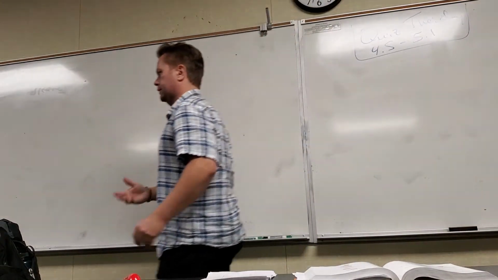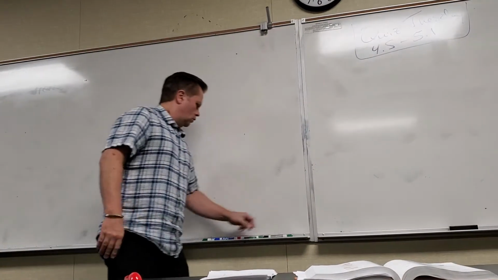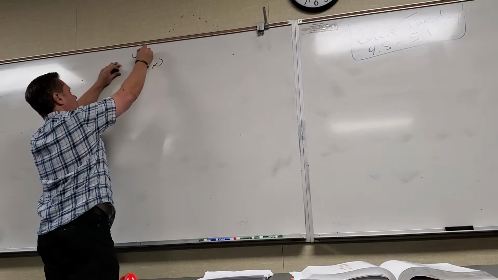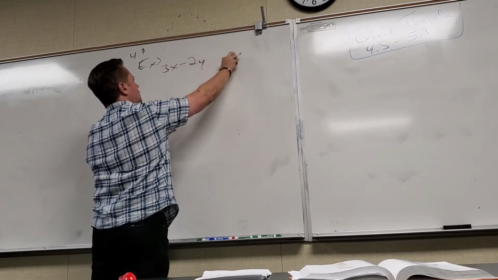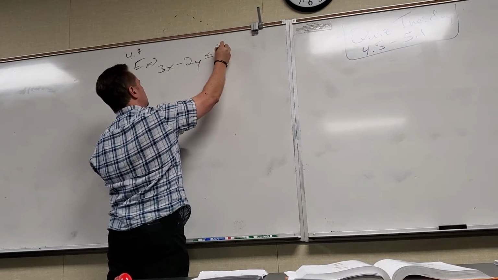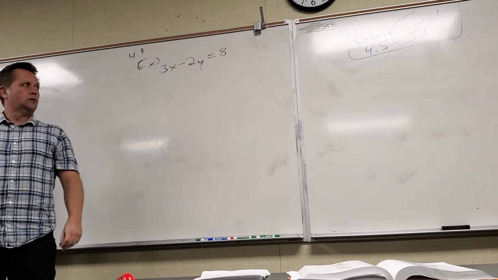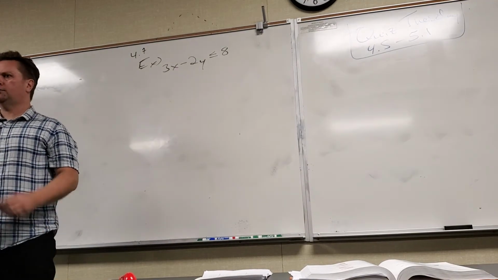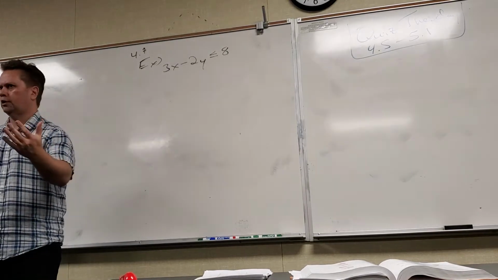So here's what's going on in section 4.7. We would have something like 3x minus 2y less than or equal to 8. So the difference here is I've got an inequality, not just an equal. So if it was equals, I know how to graph this. It's just a line, right?